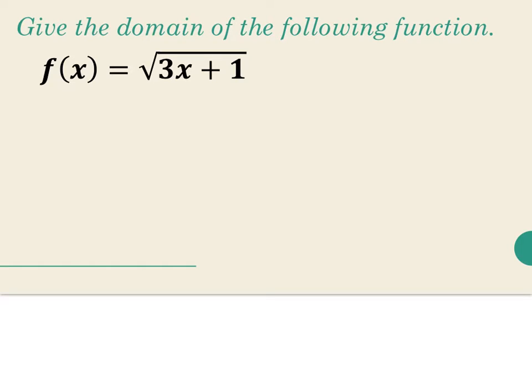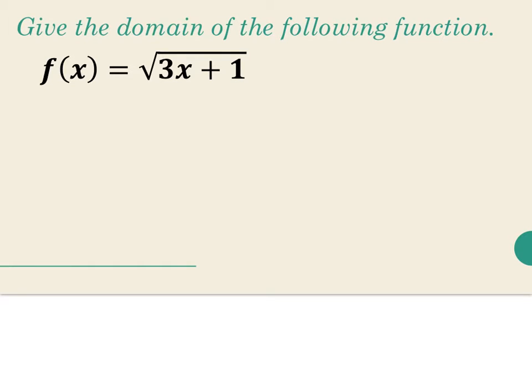This is a square root function, and so you have to think about the square root and what can go underneath it. So if you think really hard, you can take the square root of any positive number. You can take the square root of 0. But if you try to take the square root of a negative number, your calculator's going to go crazy. The square root of a negative number is an imaginary number, and we don't know what to do with that yet. So you can't take the square root of a negative number.